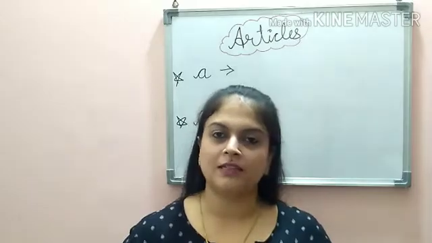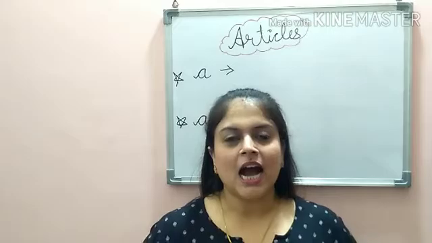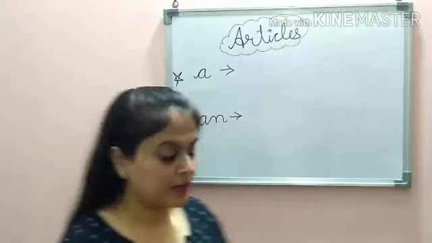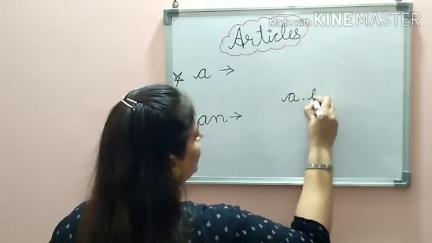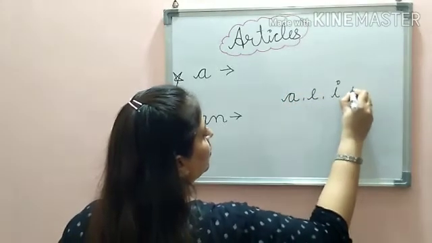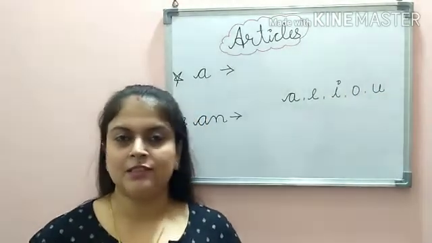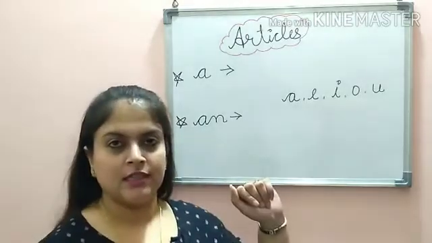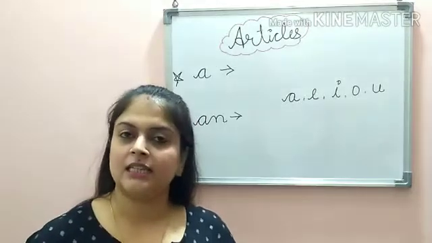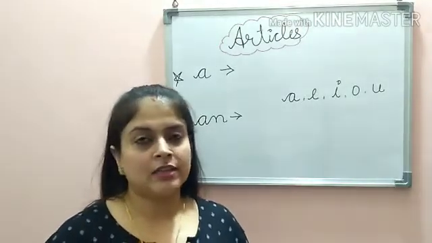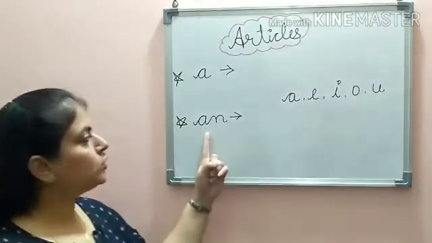Vowels, as you all must have done in your KG class, vowels are A, E, I, O and U. Let me write down. A, E, I, O and U. In your alphabets, these are the vowels and the rest of the alphabets are the consonants. They are the consonants. Now children, with A, E, I, O, U, we use an.